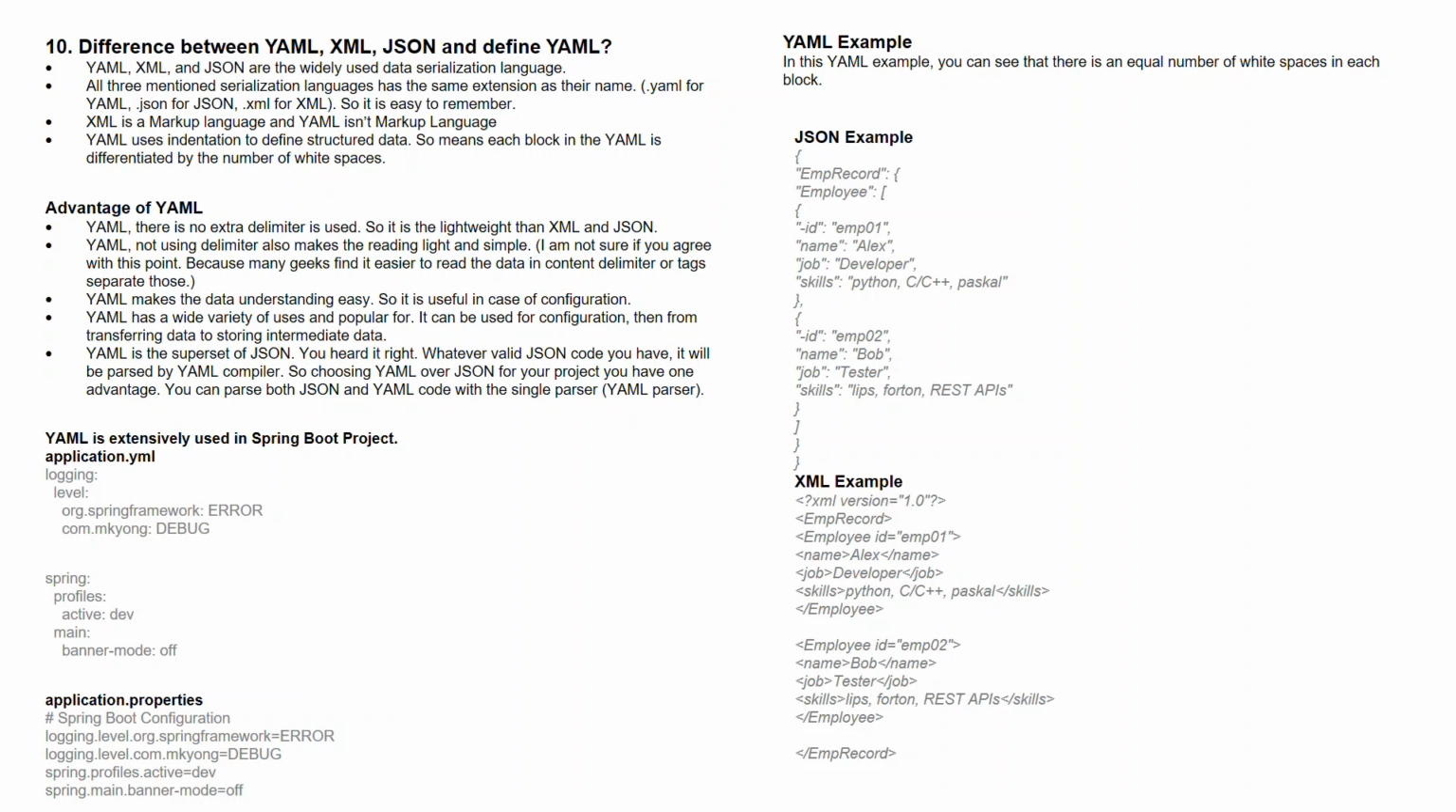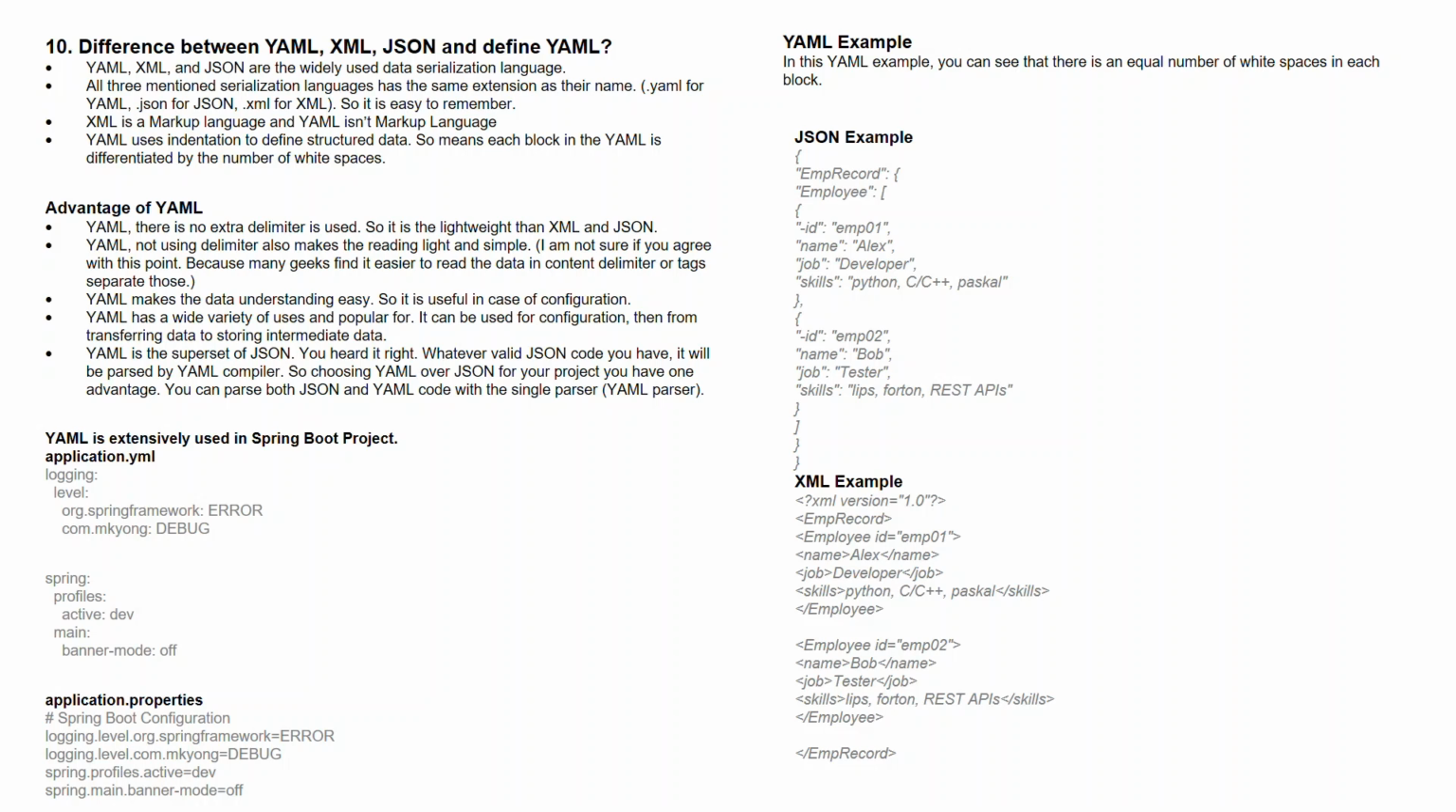Advantage of YAML: in YAML, no extra delimiter is used, so it is lightweight compared to XML and JSON. Not using delimiters also makes reading light and simple. I'm not sure if you agree with this point, because many geeks find it easier to read data when delimiters or tags separate it. YAML makes data understanding easy, so it is useful in the case of configuration.